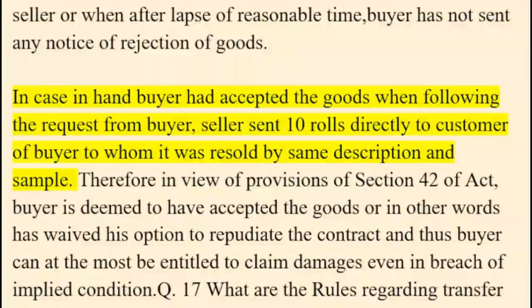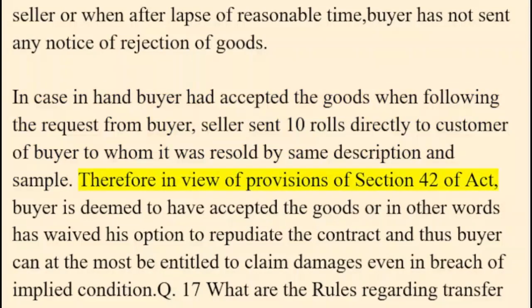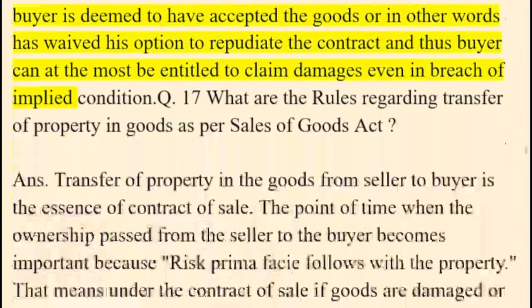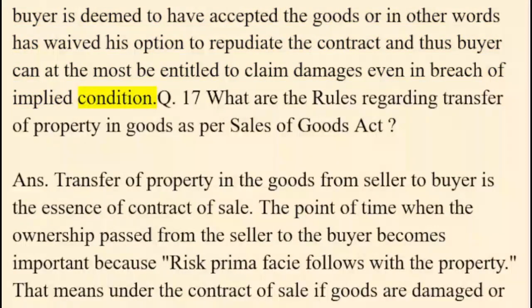In the case in hand, the buyer had accepted the goods when, following the request from the buyer, the seller sent 10 rolls directly to the customer of the buyer to whom it was resold by the same description and sample. Therefore, in view of the provisions of Section 42 of the Act, the buyer is deemed to have accepted the goods, or in other words has waived his option to repudiate the contract, and thus the buyer can at the most be entitled to claim damages even for breach of implied condition.